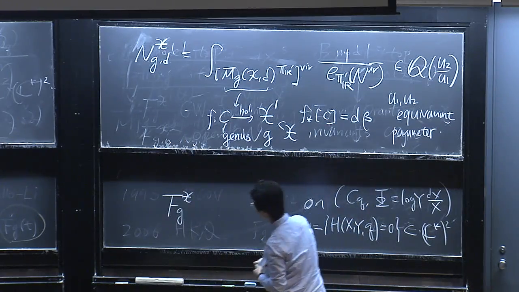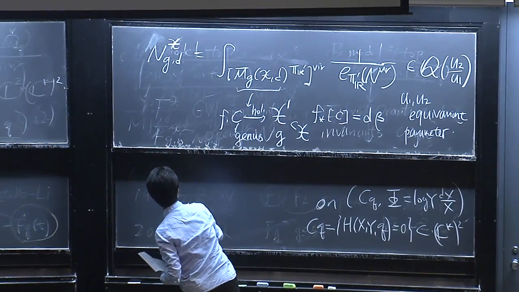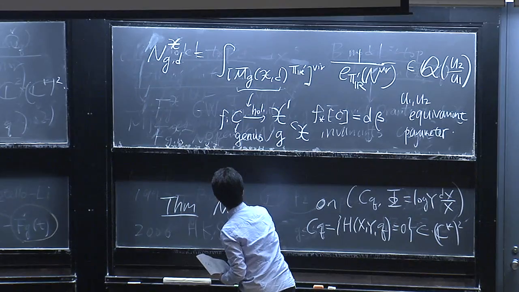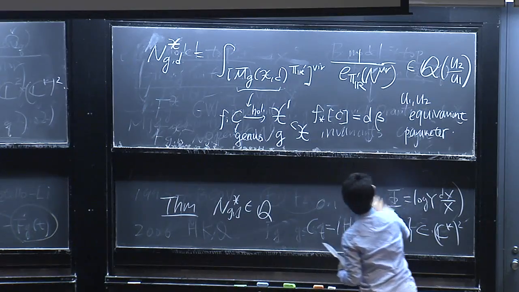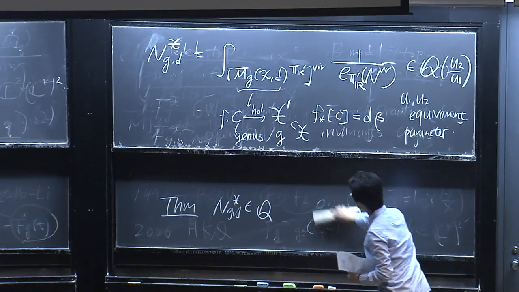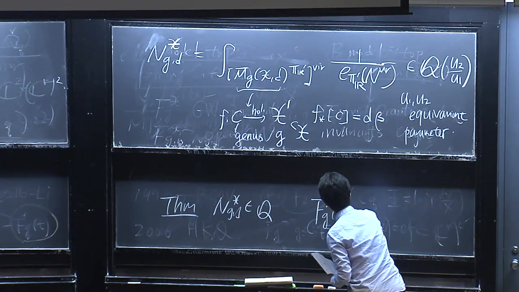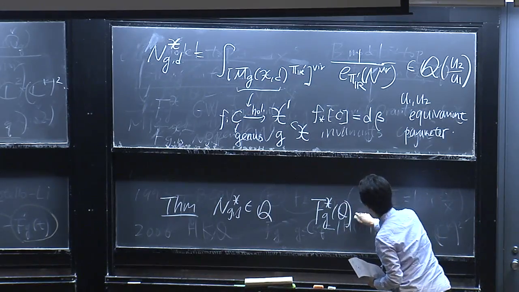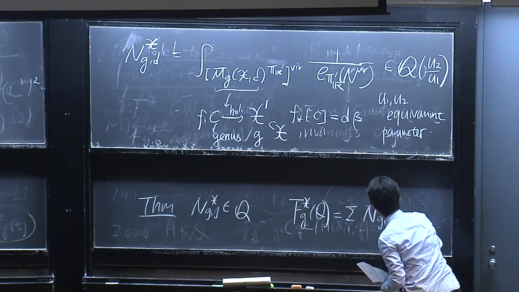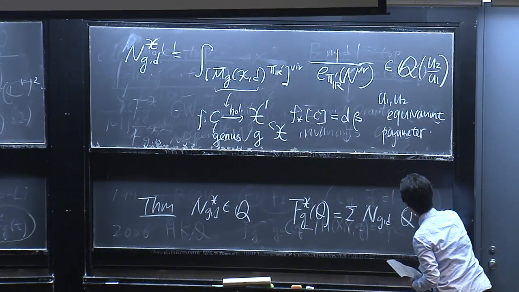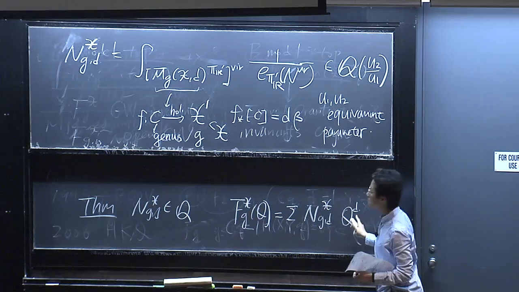But it turns out there is a theorem that this actually doesn't depend on them. It's actually a rational number, independent of these equivariant parameters. In this case, again, the genus G Gromov-Witten invariants of this toric Calabi-Yau threefold form a generating formal power series in one variable Q. In the general case, you will just have more Qs.